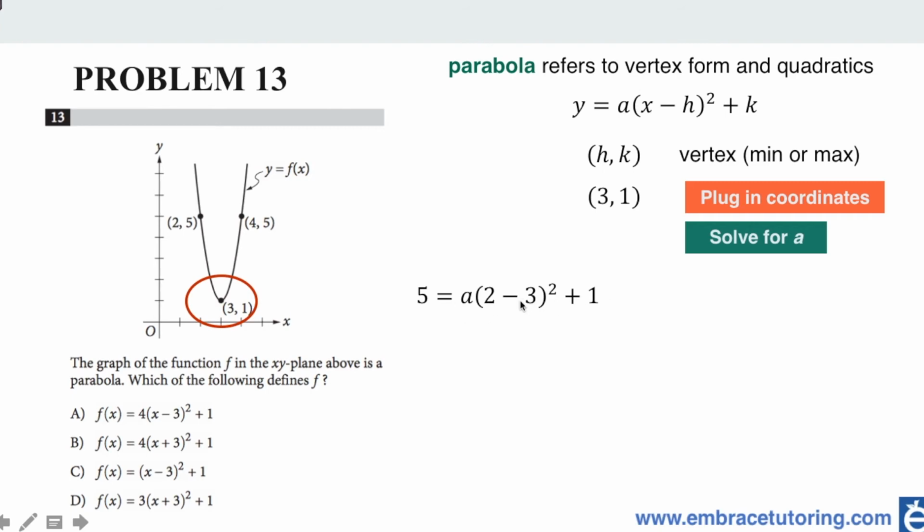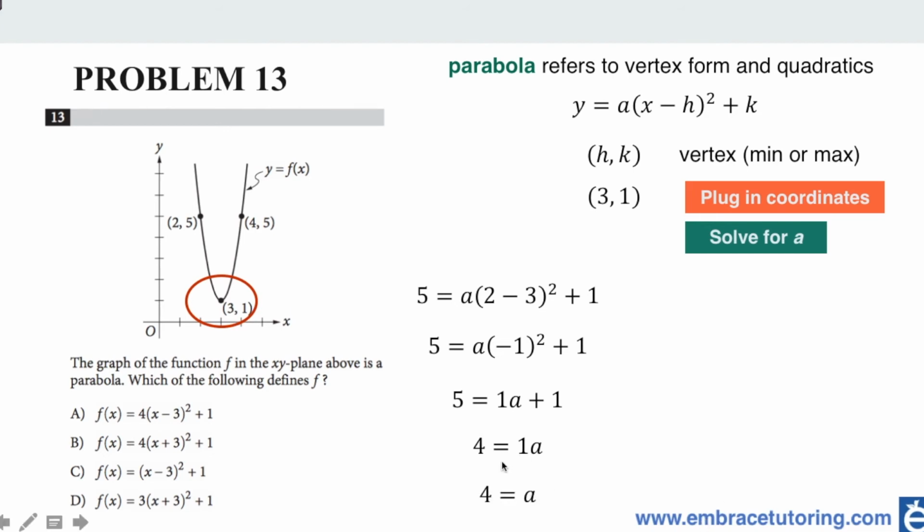Now, this is going to become negative 1 squared. So I'm going to get 5 equals a times negative 1 squared. And negative 1 squared becomes 1. So then I'm going to get 5 equals 1a plus 1. I'm now going to subtract 1 from both sides, and I'm going to get 4 equals 1a. I'm now going to divide by 1 on both sides, and I'm going to get a equals 4.